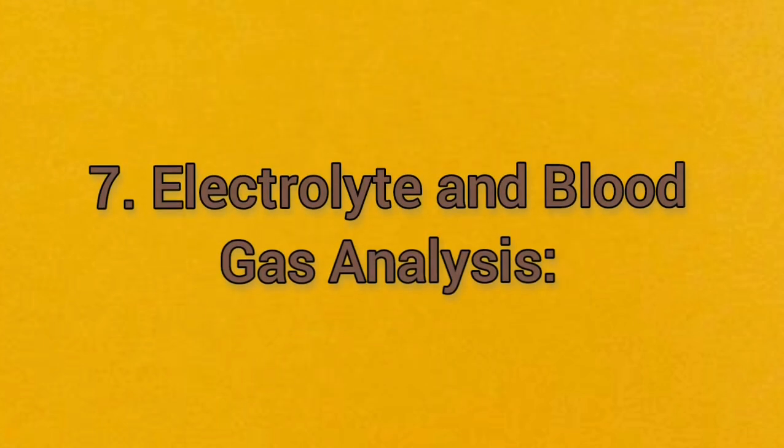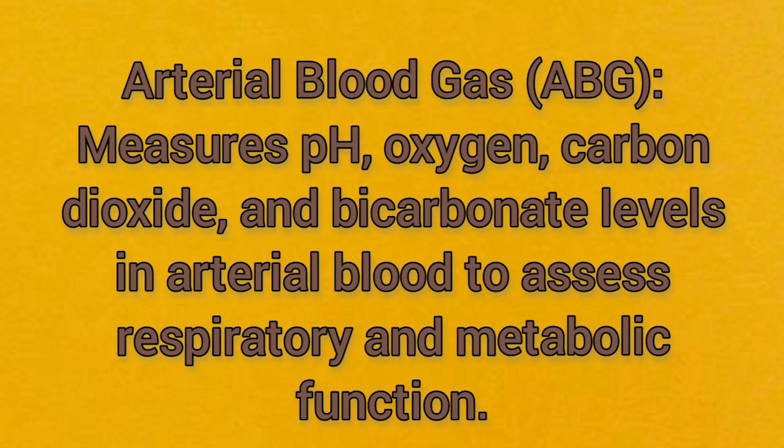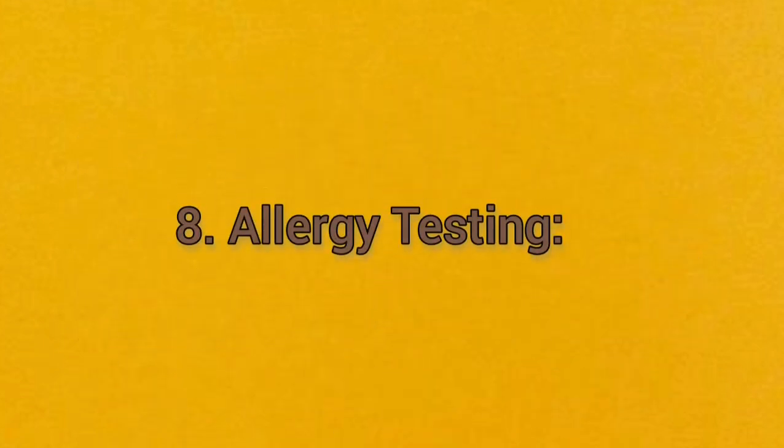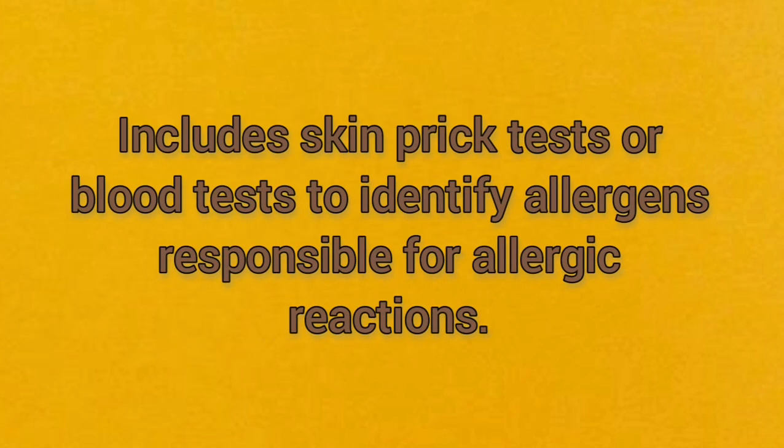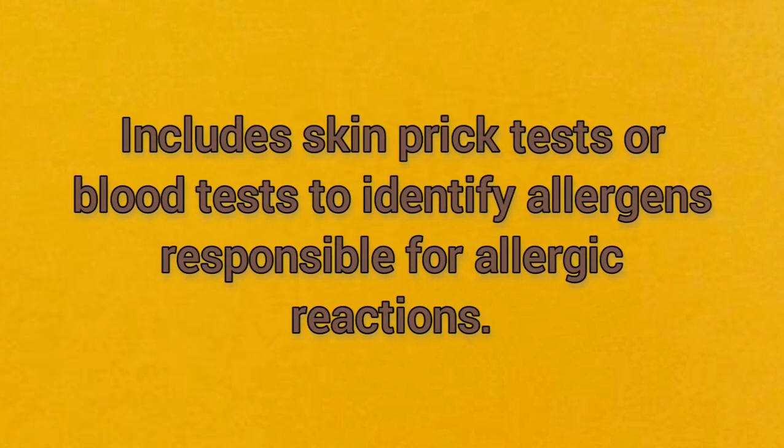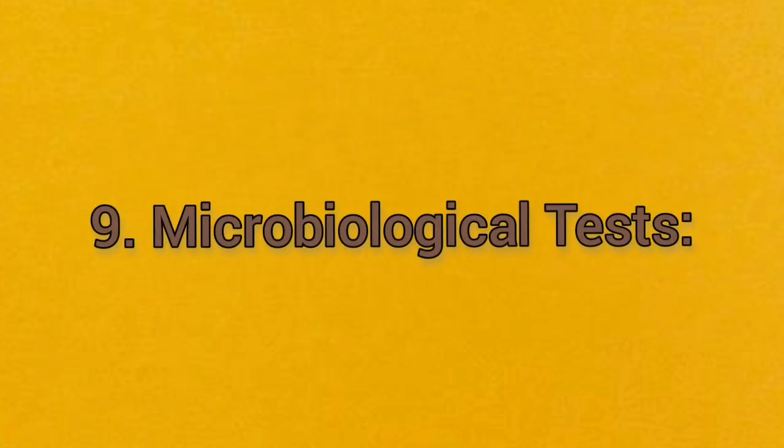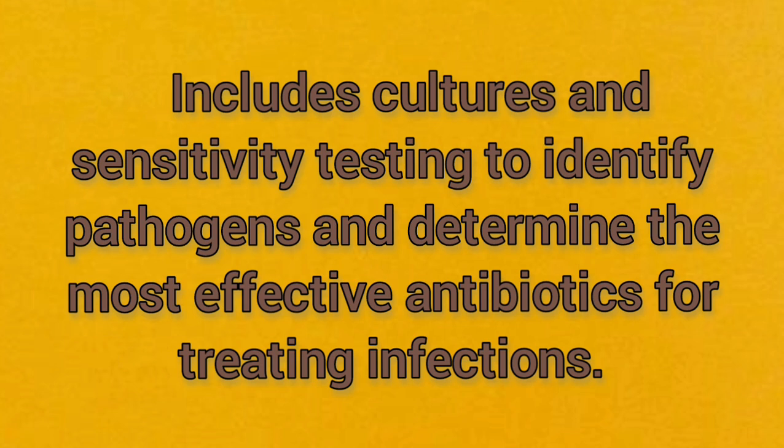7. Electrolyte and blood gas analysis. Arterial blood gas, ABG. Measures pH, oxygen, carbon dioxide, and bicarbonate levels in arterial blood to assess respiratory and metabolic function. 8. Allergy testing. Includes skin prick tests or blood tests to identify allergens responsible for allergic reactions. 9. Microbiological tests. Includes cultures and sensitivity testing to identify pathogens and determine the most effective antibiotics for treating infections.